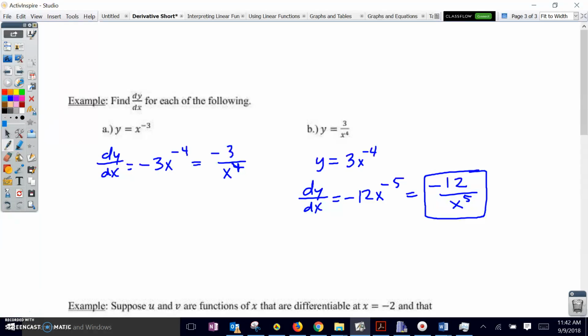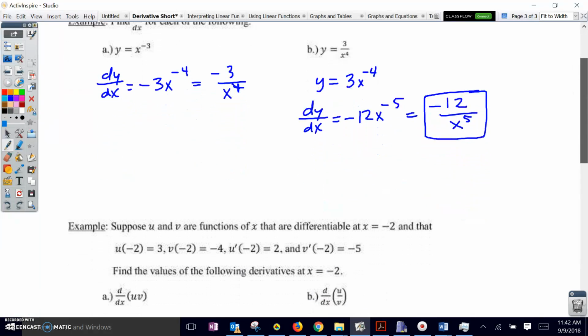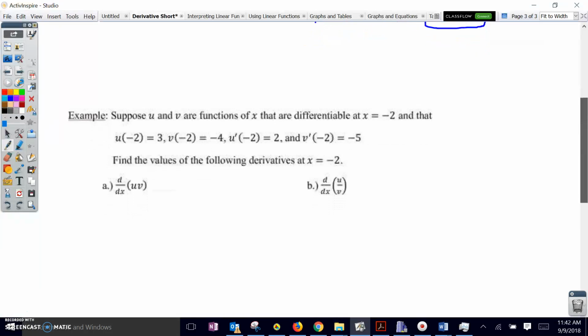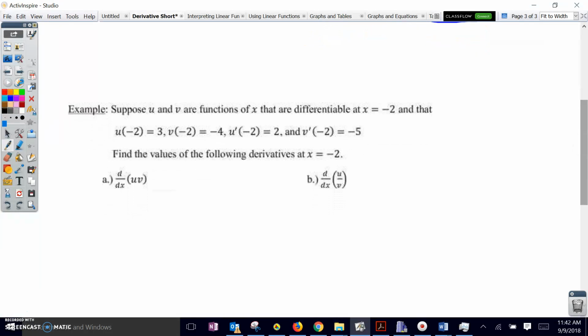Alright, in this last example we're going to do some generalized things where we know the values of these two functions and their derivatives at a specific point, and we're going to find the values of these derivatives at x equals negative 2.